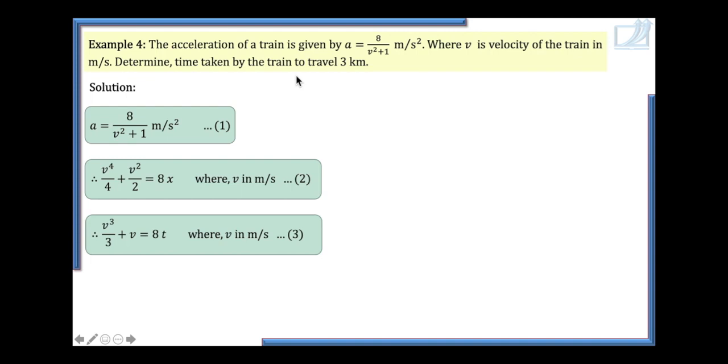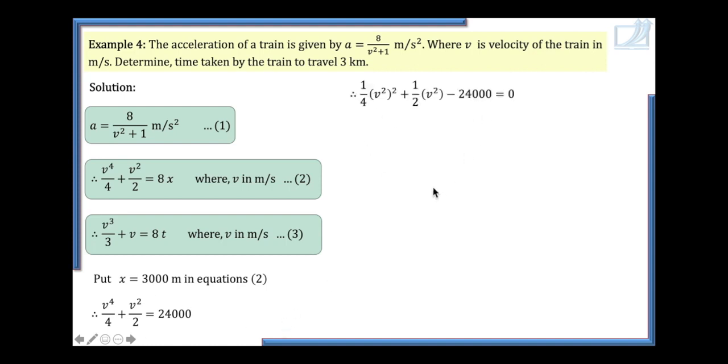Where v is the velocity of the train, determine the time taken by the train to travel 3 kilometers. You want to find time, okay, we'll find. But what is given? Displacement. How much is that? 3 kilometers or 3000 meters. So put in the second equation x is equal to 3000 meters.